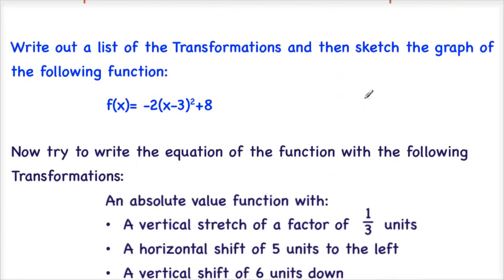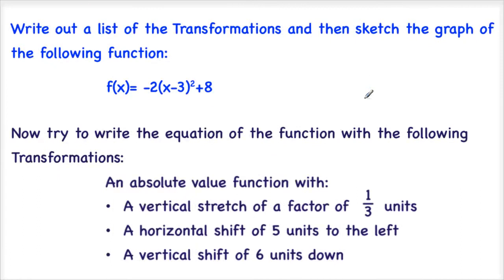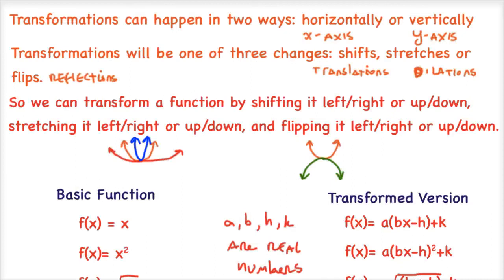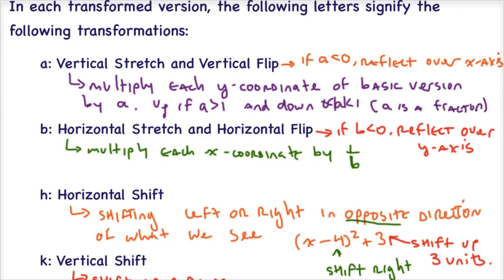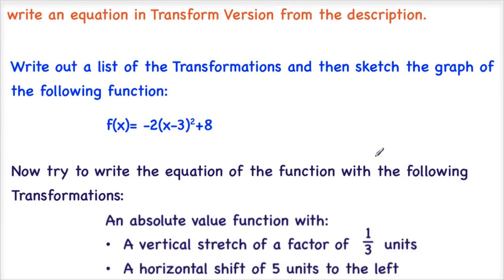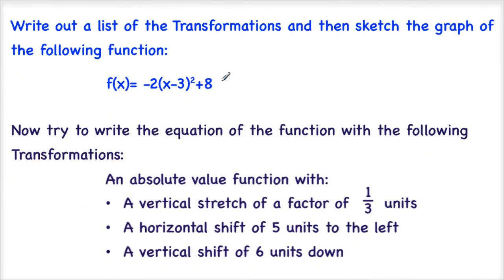So these are 2 examples that I want you to write down and try tonight, and this is what we're going to start class with tomorrow. First of all, write out a list of transformations and then sketch the graph of this function. So identify what kind of function it is, then tell me what transformations are going on, identifying what's a, b, h, or k, if any of those are present, and then go back and refer to this list at the bottom as to what kind of changes or transformations are going on. Then sketch the graph of that. We'll basically figure out what the function is, and change the original parent function to reflect those changes.